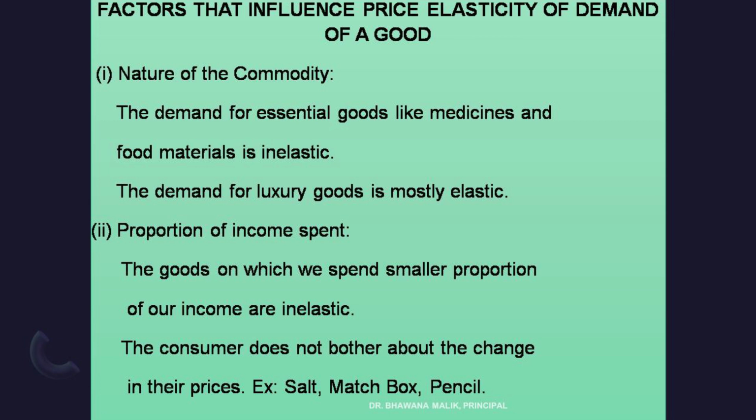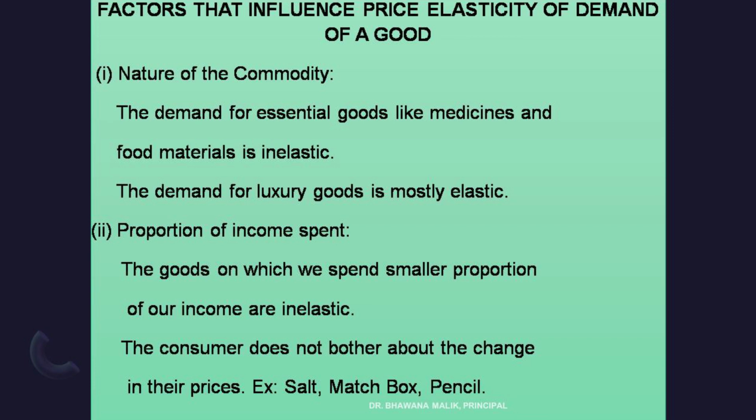The next is proportion of income spent. It completely depends on how much proportion of income we are spending on that particular good. If it is greater, then what will be the elasticity? If it is lesser, then what will be the elasticity? The goods on which we spend a smaller proportion of our income are generally inelastic, for example milk, salt, pencil, matchbox, etc. The consumer does not bother about the change in their prices.